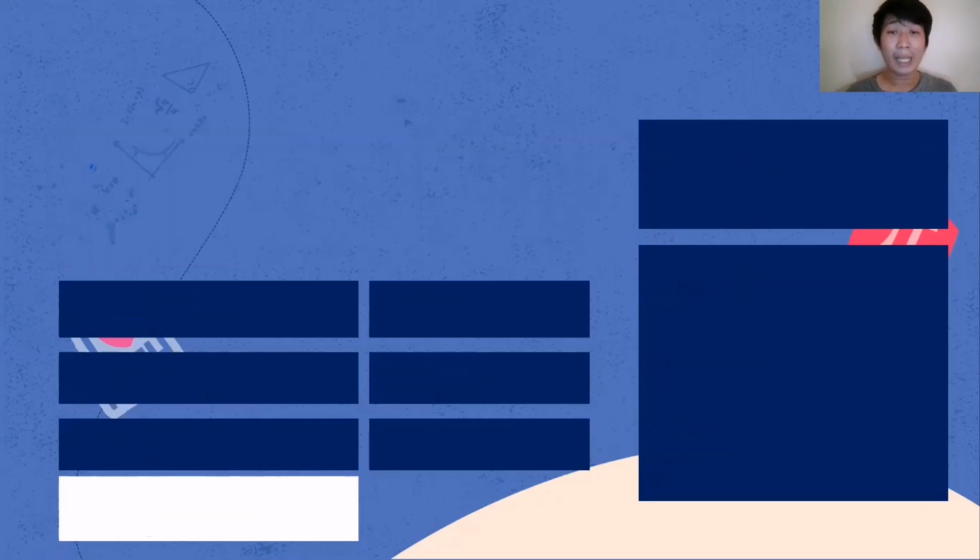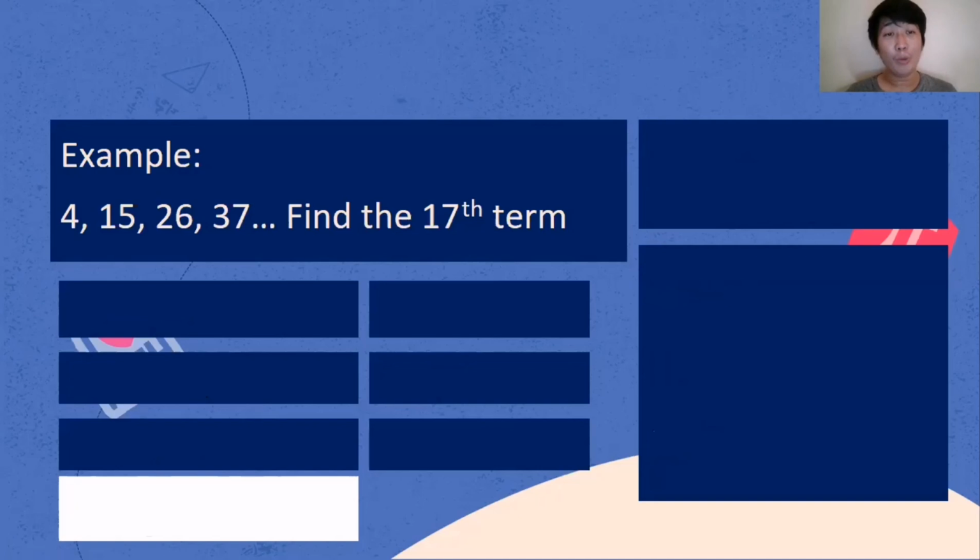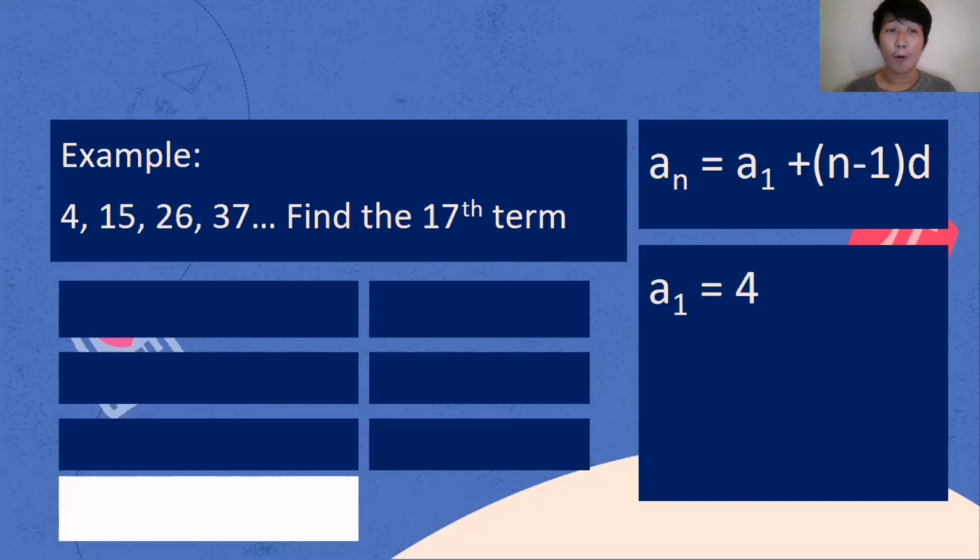Let's try to have another example here. 4, 15, 26, 37. Find the 17th term. So we will be using the same formula that we used a while ago. That is a sub n is equal to a sub 1 plus the quantity of n minus 1 multiplied by the common difference. Let's try to find the values that we need. A sub 1 is 4. That is the first term. What's the value of n? Very good. That's 17 because we are finding the 17th term.